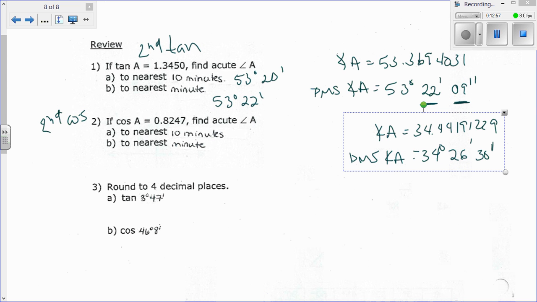So nearest 10 minutes, is 26 closer to 20 or 30? It's closer to 30, so it would be 34 degrees, 30 minutes. And I'm at 30 seconds, so I'm going to need to round up to the next minute. So it would be 34 degrees, 27 minutes.